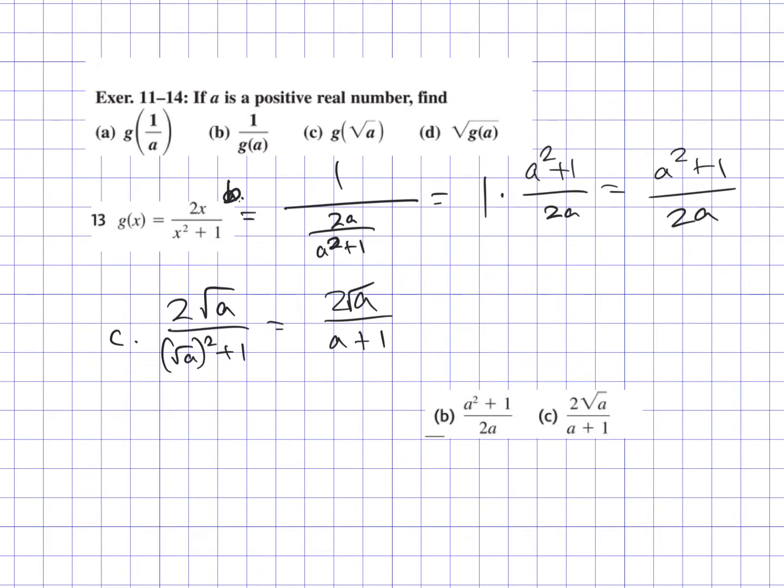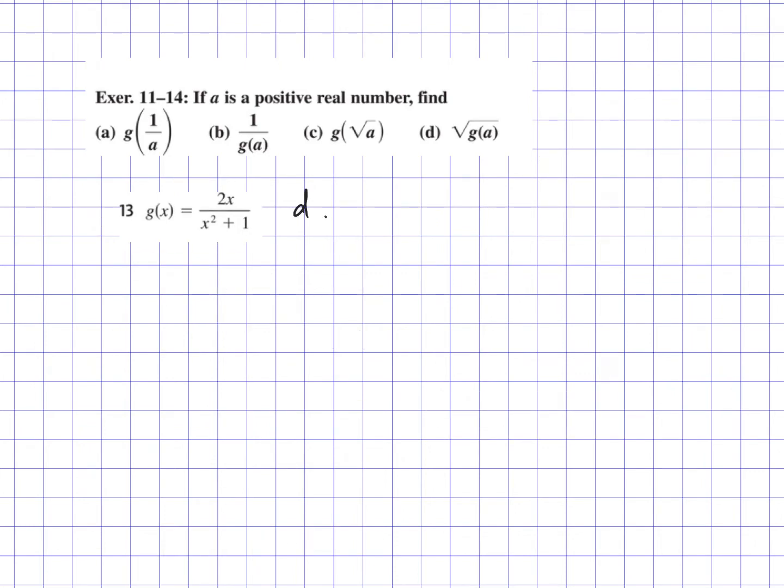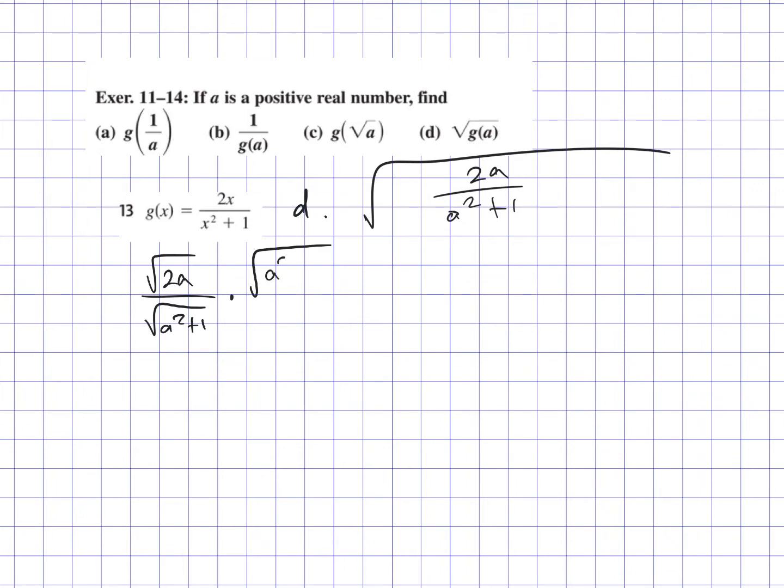So now let's do D. All right, so part D is the square root of g of a. So the square root, and now let's plug a in. 2 times a over a squared plus 1. And you can't have a radical in your denominator, so we have the square root of 2a, square root of a squared plus 1. So we're going to multiply by the square root of a squared plus 1, over the square root of a squared plus 1. And we get the square root of 2a times a squared plus 1 all over a squared plus 1.